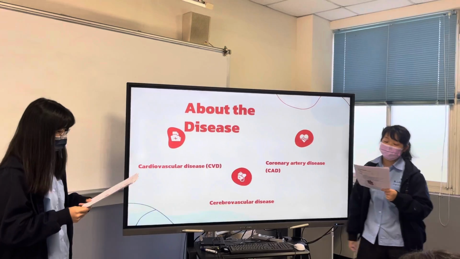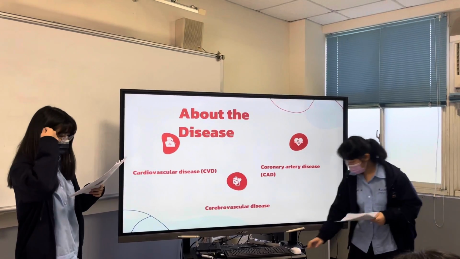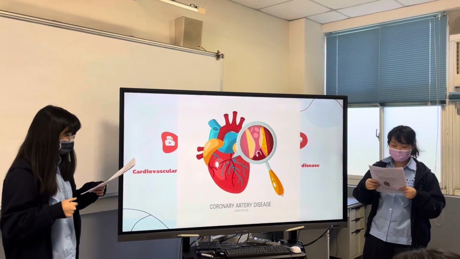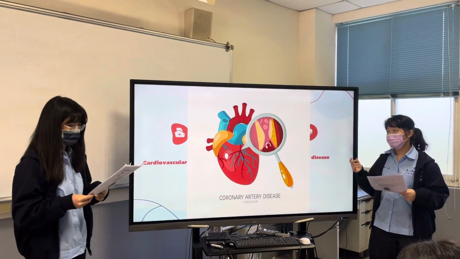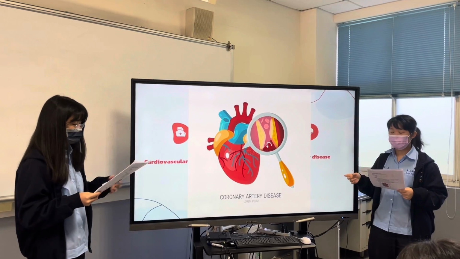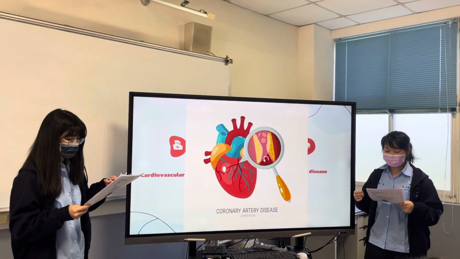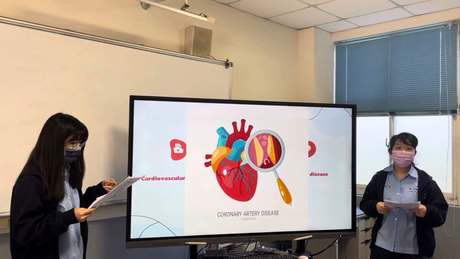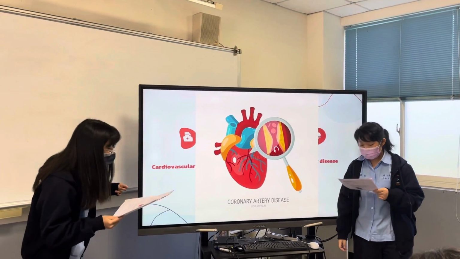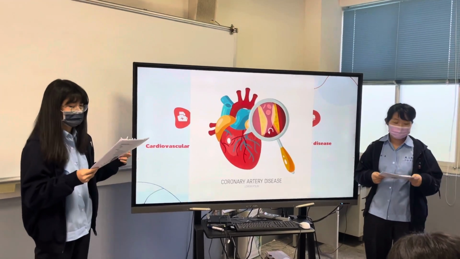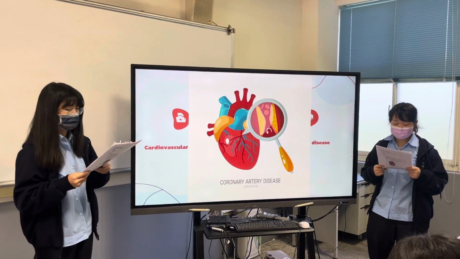The next we are going to introduce is coronary artery disease, CAD. It's also called coronary heart disease. It is the most common cardiovascular system disease we see. A common symptom is chest pain or discomfort, which may travel into the shoulder, arm, back, neck, or jaw. Types include stable angina, unstable angina, myocardial infarction, and sudden cardiac death.